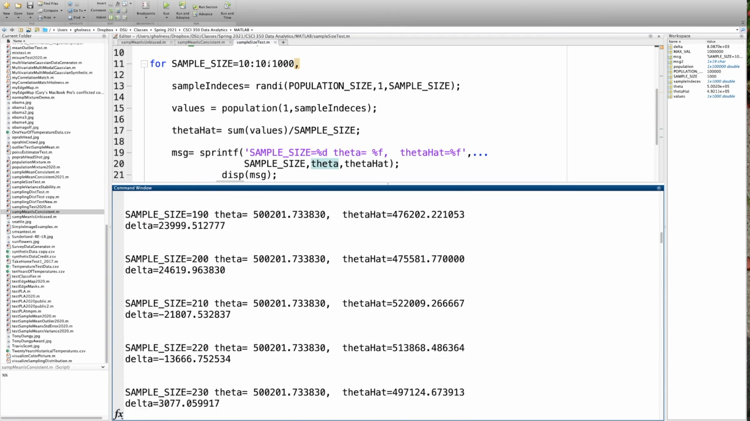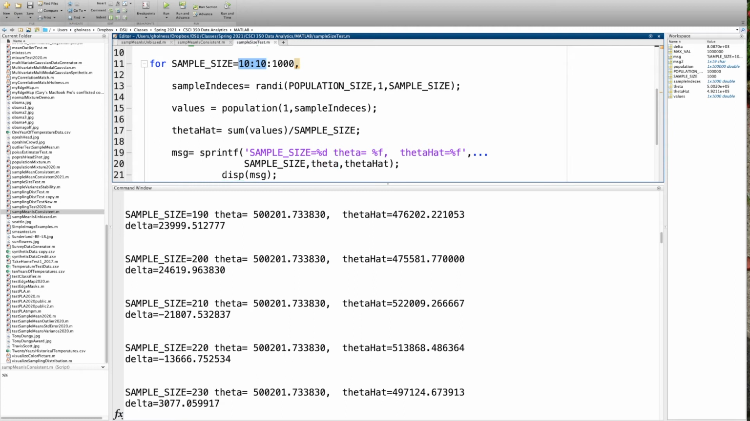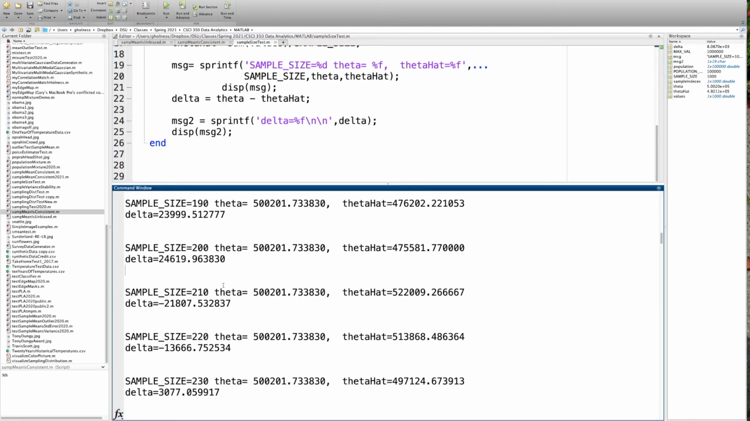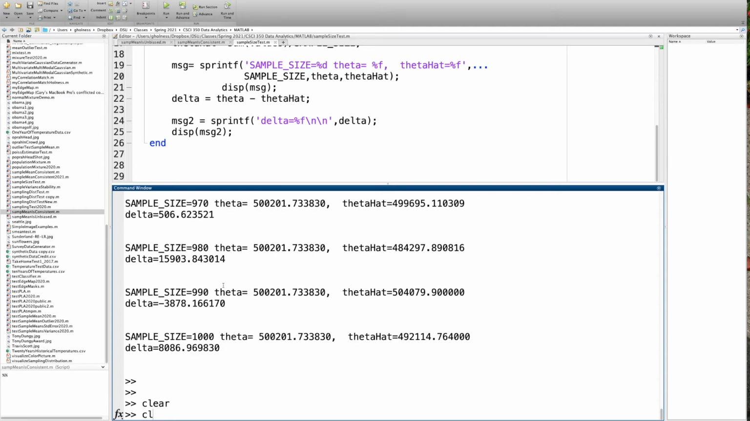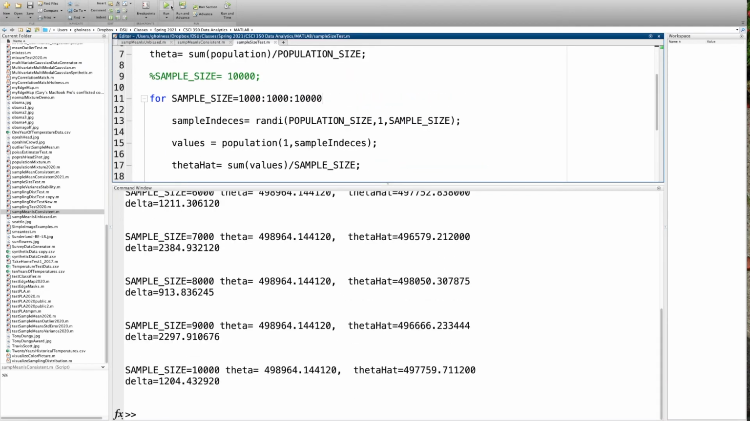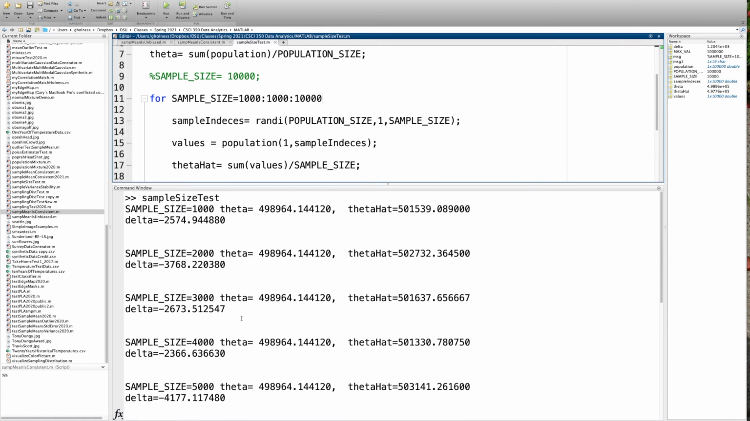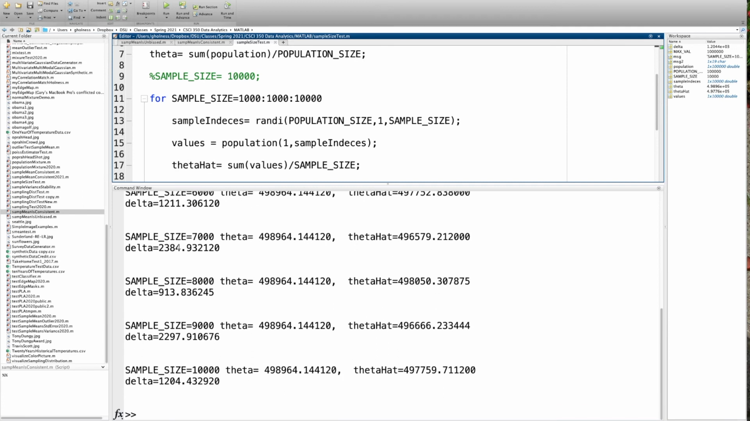Let's try a sample size starting at, let's say, 1,000, going up by 1,000, up to 10,000. So we're going to try a sample size of 1,000 up to 10,000, going in increments of 1,000. So we're going to do 10 of them. So let's clear that, and let's try it out. Let's run it, and we'll see what happens. So as we see, for a sample size of 1,000, we get about plus or minus 2,000 to 3,000. And then when we go to a sample size of 10,000, we get about 1,200.